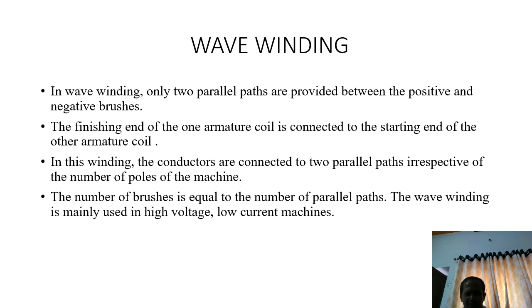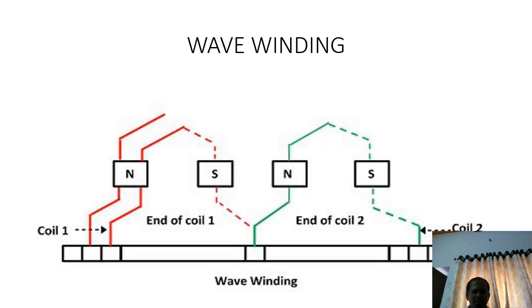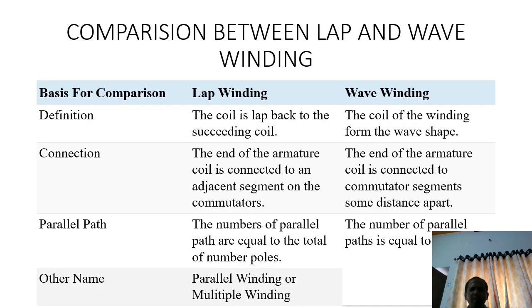You can also observe this in the diagram. There is a north pole, south pole, north pole, south pole. Coil 1 has a finishing and starting end, and coil 2 likewise. In wave winding, the finishing and starting ends join at one segment of the commutator. Both coils are joined at one common commutator segment.